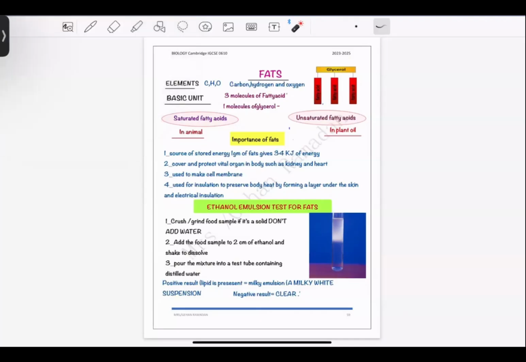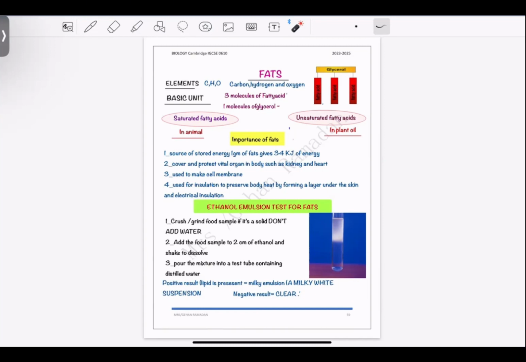Welcome to the second part of this session. In the first part, we talked about how we test for different kinds of biological molecules: for fats, for proteins, and also for carbohydrates. For carbohydrates, we have two tests: one for starch, and the other for reducing sugar. After we see these videos and how the food tests go, we will make them in the lab.